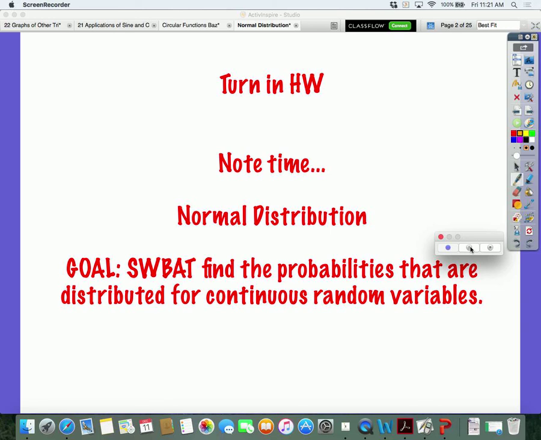All right, so make sure you get down the goal. Students will be able to find probabilities that are distributed for continuous random variables. Basically what we were doing with binomial distribution was for discrete random variables, things that can be counted, like the number of heads that you get when you toss a coin. Now we're looking at continuous variables, such as time, mass, weight, et cetera. That's what we're talking about today and how to find those types of probabilities. Did everybody get down their goal?